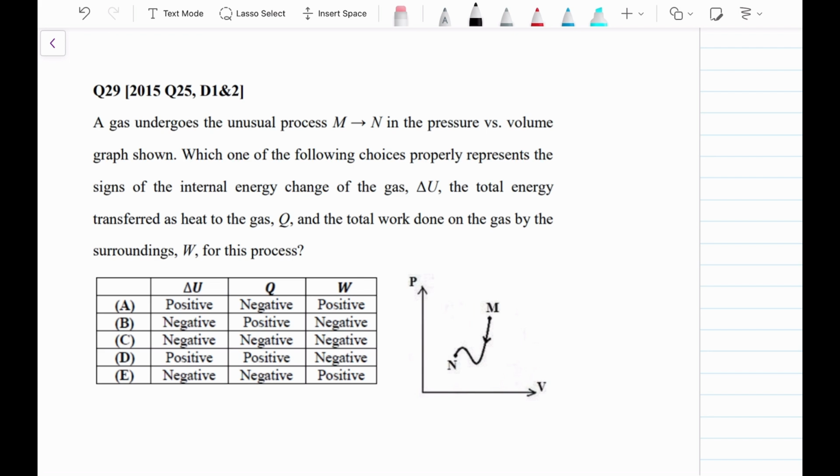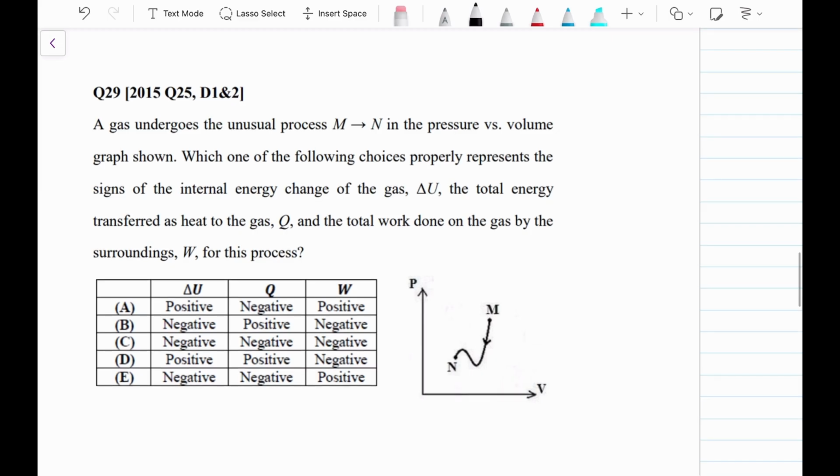What we can determine first of all is delta U. The internal energy is equal to a certain coefficient that is determined by whether it's monatomic, diatomic, or any other polyatomic gas. So let's say just K times PV. In this case, if you compare M to N, we can definitely see that the internal energy at M is greater. Therefore, the change in internal energy must be negative. So we are looking at B, C, or E.